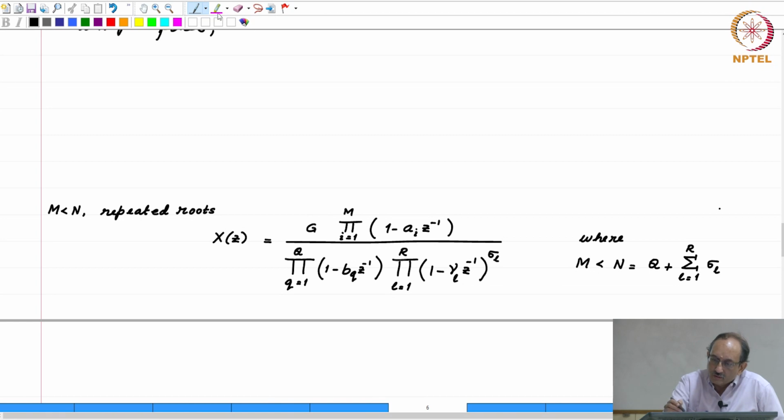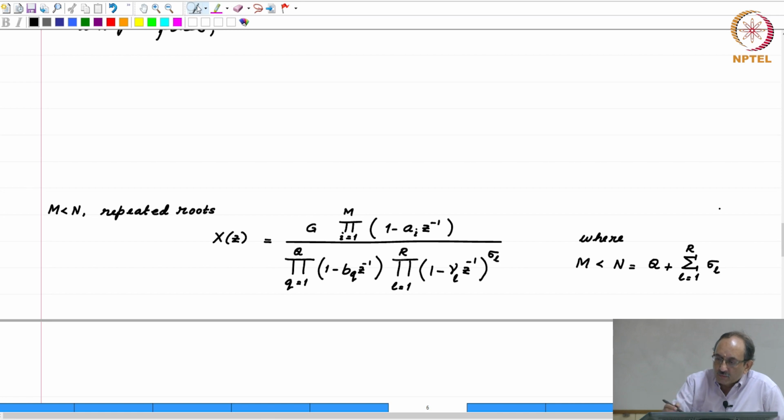So, you have the numerator here, all right, and then the denominator is broken down into simple poles and multiple poles terms, all right. So, gamma L is a pole with multiplicity sigma L, that is all.